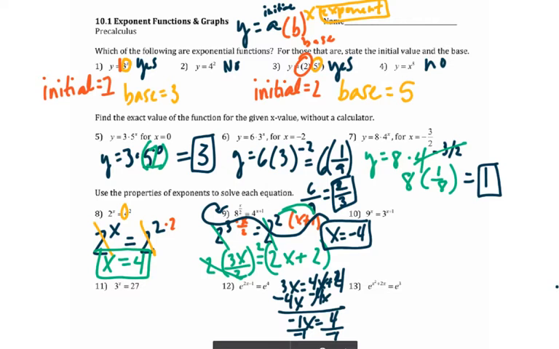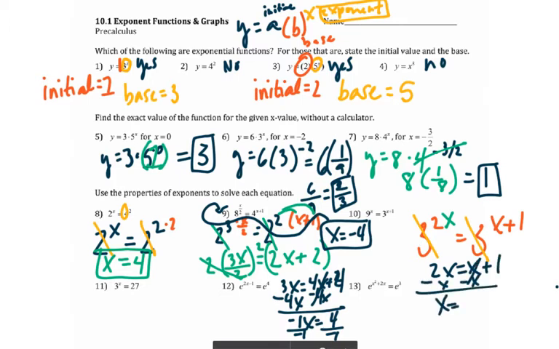10, nice and easy. 9 is the same as 3 squared. There's an x up there. On the right side, it already has a base of 3. Because my bases are the same, they're going to cancel. That leaves me with 2x equals x plus 1. So x equals 1.